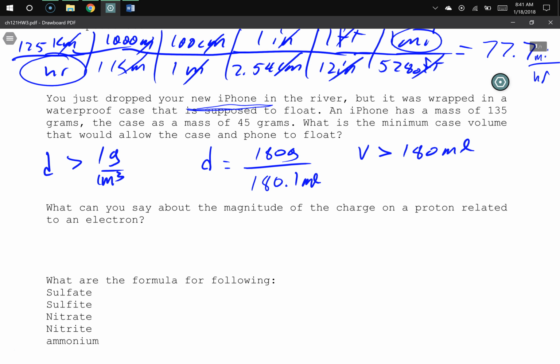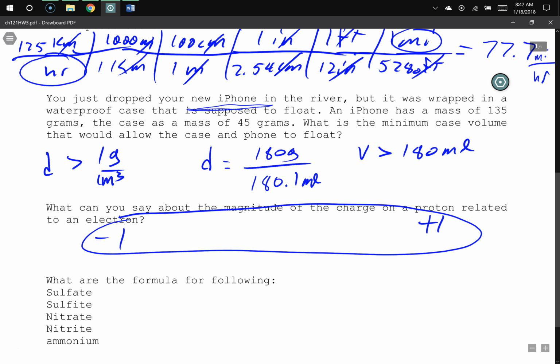What can you say about the magnitude of the charge on the proton relative to that of the electron? So the proton's charge is a +1, and the electron's charge is a -1. And so these two charges, what can you say about their size? Their size is equal. One's positively charged, one's negatively charged, but they exactly cancel each other out.